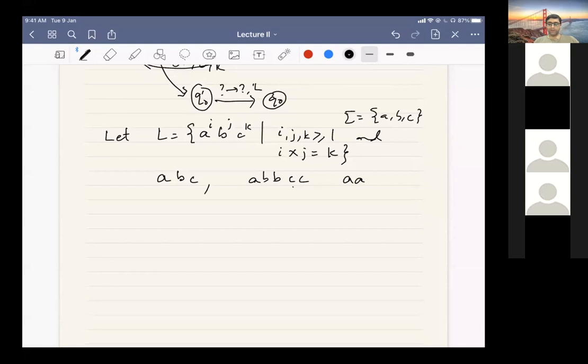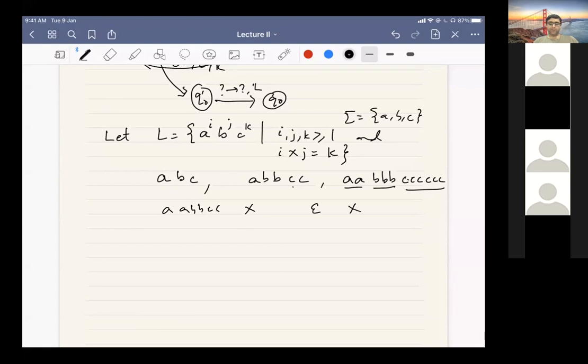So for example, ABBB... this is also in the language because we have two copies of A's and three copies of B's, so two times three is six, so we have six copies of C. All such strings will be in this language. For example, AABBCC is not in the language, right? Because two A's and two B's means there should be four C's, but we have just two C's.